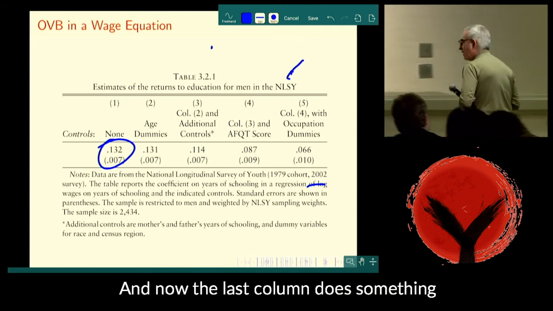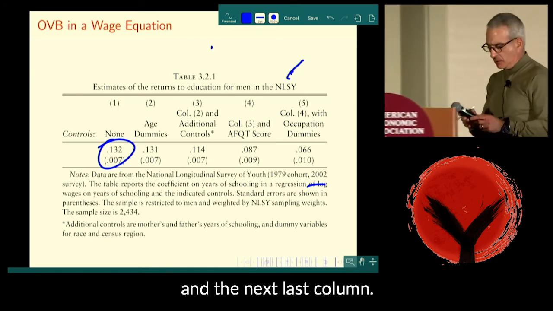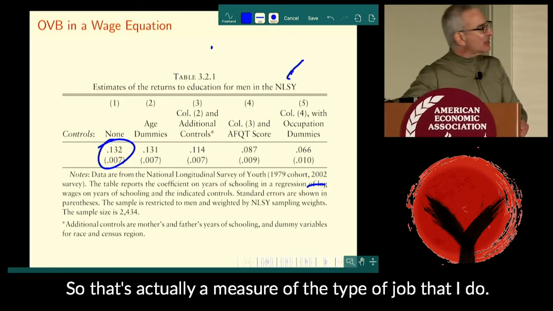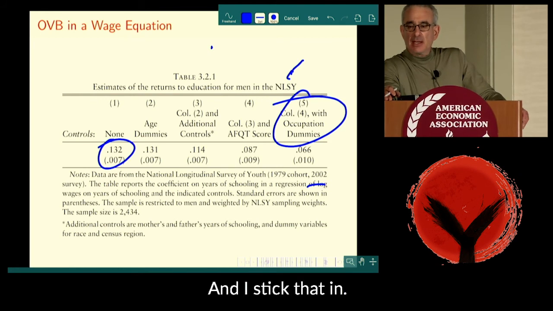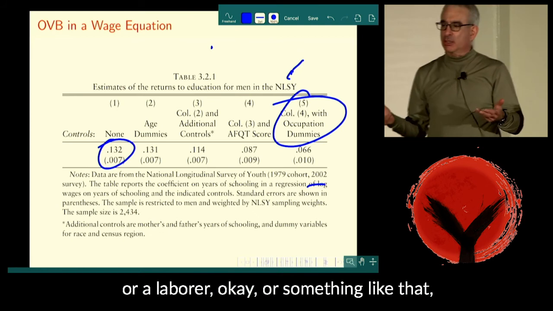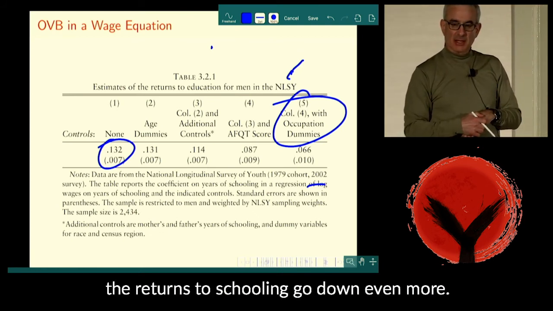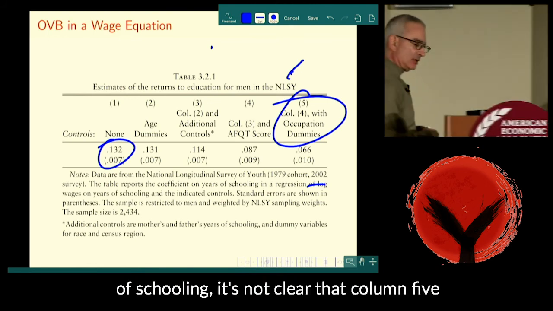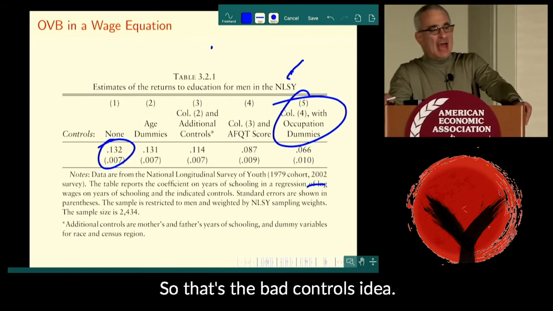And now the last column does something that's interesting and subtle. What's the difference between the last column and the next to last column? The last column controls for occupation dummies. So that's actually a measure of the type of job that I do. And I stick that in. And so once I know that, for example, I'm a manager or a laborer, okay, or something like that, the returns to schooling go down even more. But if what I'm interested in is the causal effect of schooling, it's not clear that column 5 is an improvement on column 4. So that's the bad controls idea.